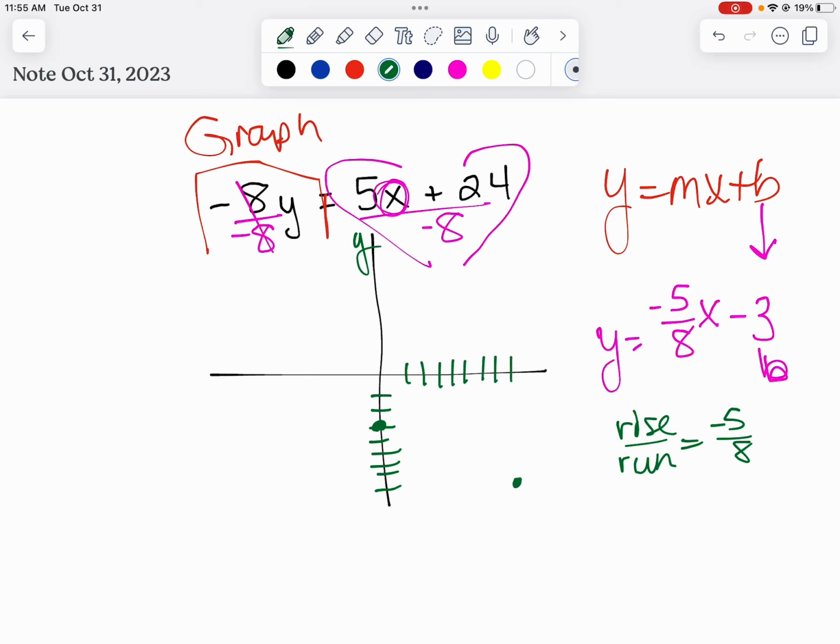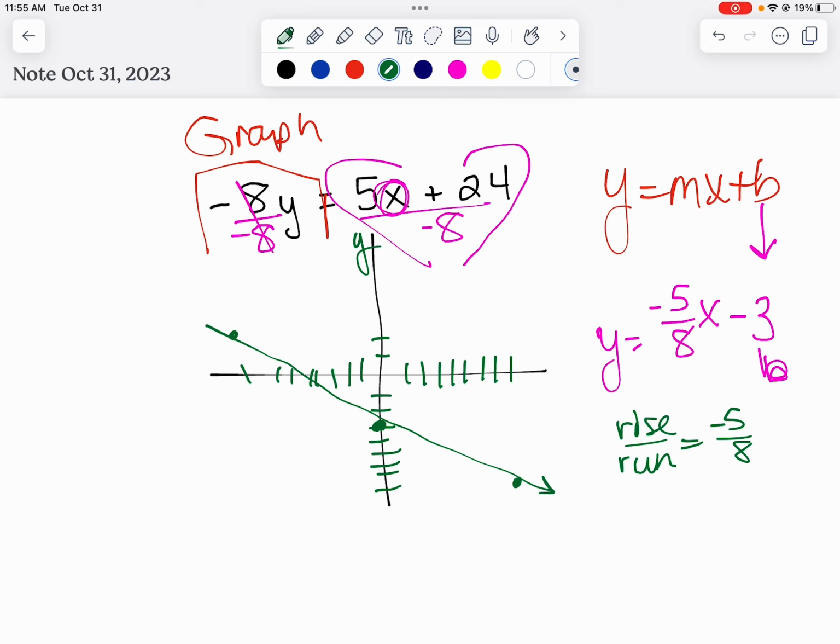we'd be over here. We could also go up 5, 1, 2, 3, 4, 5, and backwards 8. 1, 2, 3, 4, 5, 6, 7, 8, and we would be over here. No matter what, it should all line up for our graph.